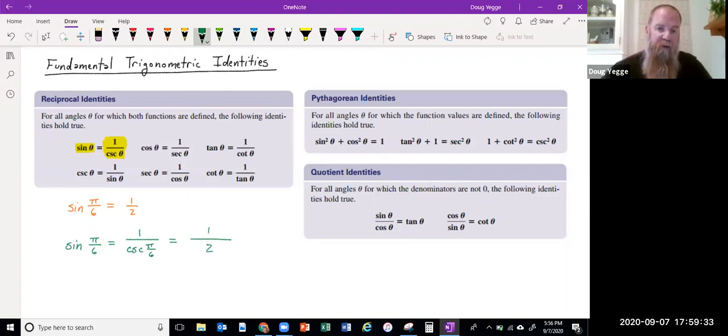So sine of pi over 6 is automatically 1 over 2. So we're just demonstrating that sine of theta is always equivalent to 1 over cosecant of theta. We also learned a couple of other identities.